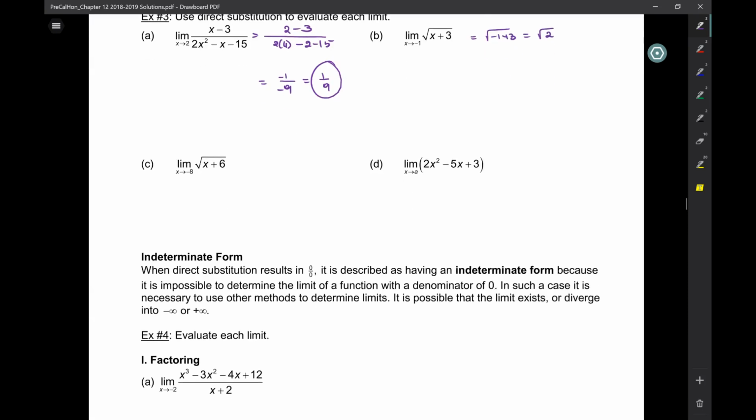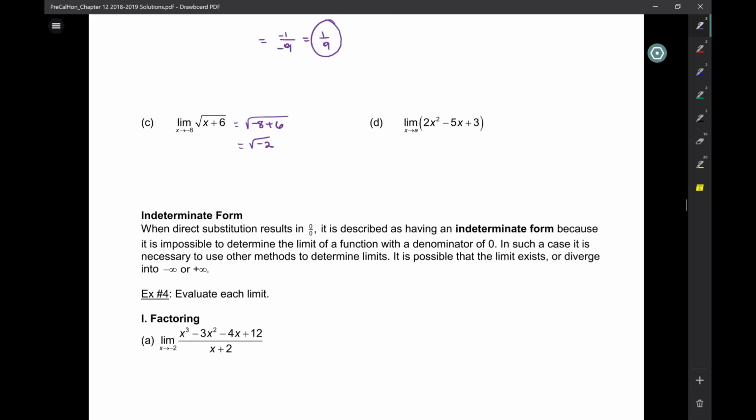Let's do this. What do we get? Negative 2 under the square root. It's impossible. So now we are saying that as x approaches -8, y approaches the square root of -2? That can't happen. Let's think about this for a minute.